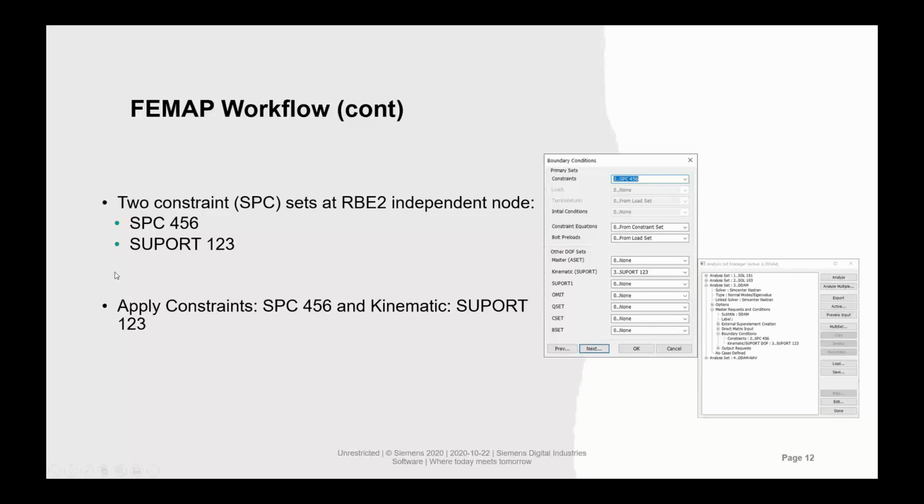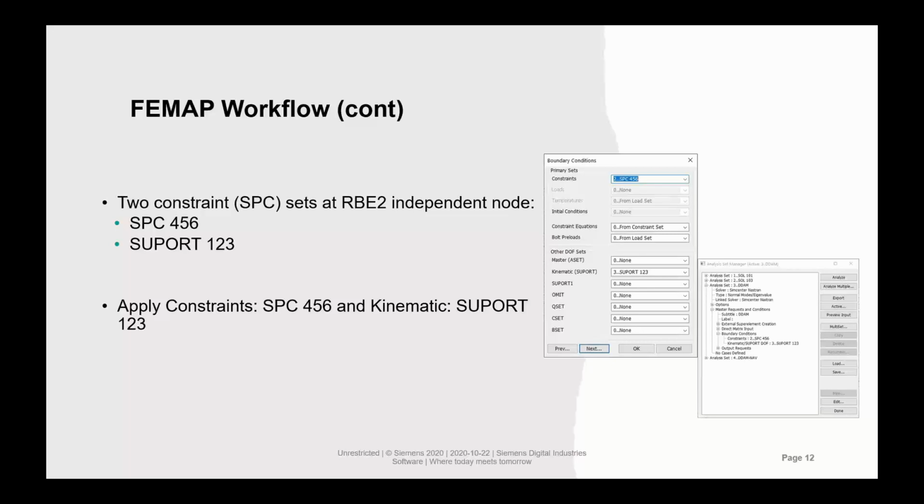You create two constraint sets for doing the DDAM workflow, and this is where it gets a little strange. People haven't done that in dynamics. So you constrain the rotational degrees of freedom at the independent grid point. And then you have the second SPC set, which I always name support, just so I know how to find it when I'm setting it up. And you reference it in this kinematic support entry.